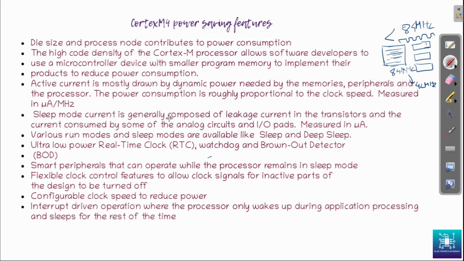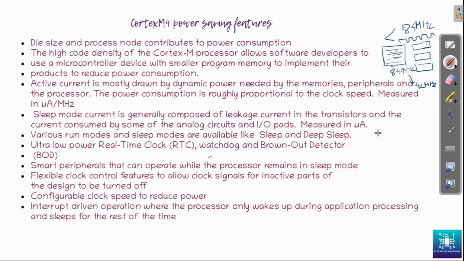Now, the sleep mode current is generally composed of leakage current in the transistors and the current consumed by some of the analog circuits and the I/O pads, measured in microamps. That is when the processor is in sleep mode. The majority of current in that state is consumed by leakage current in the transistors and by some of the analog circuits and the I/O pads, and that is measured in microamps.